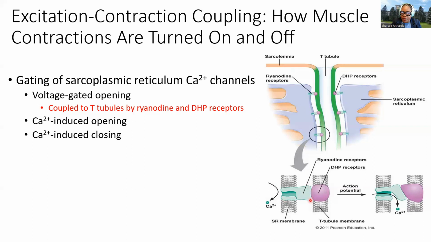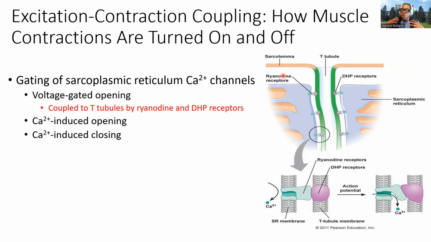So calcium-induced opening, meaning that calcium is flooding this area because of the voltage change, which triggers the DHP first, and then triggers the ryanodine, which is also a channel. So instead of calcium being in the SR, it can now leave the SR through this channel and make its way into this space, which is the sarcoplasm.